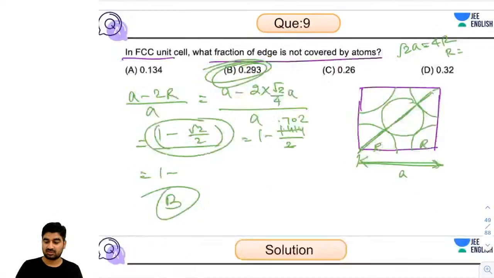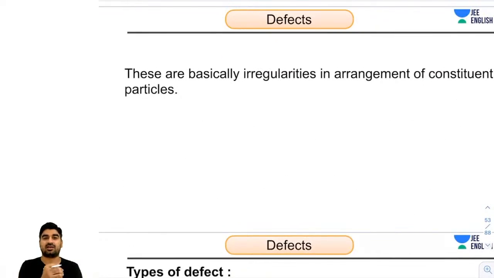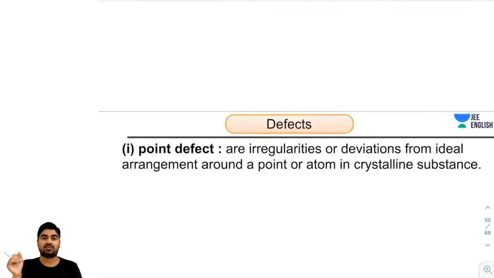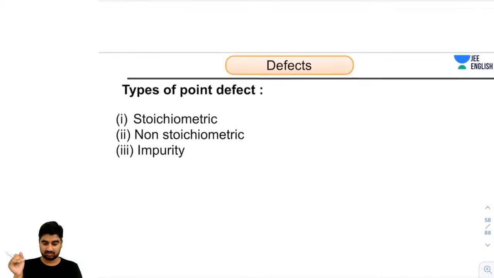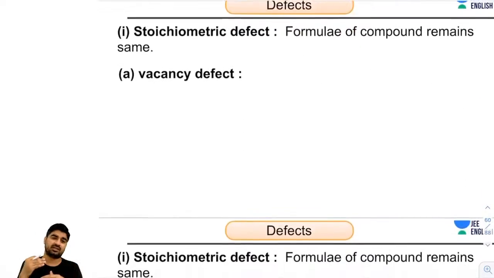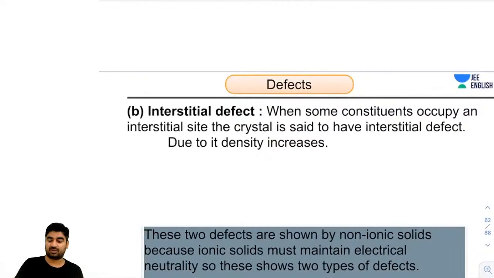No doubts? So guys, this is all for today. And in the next class, I will be starting defects. Very important topic. What are the defects? What types of defects are there? What is the reason behind the defect? So we will be understanding each and every point behind it, right? So guys, get ready for it.